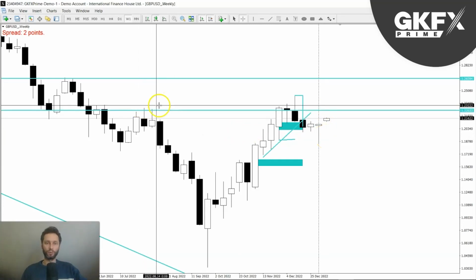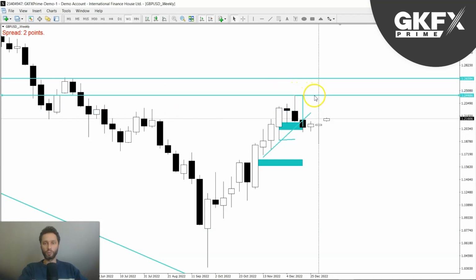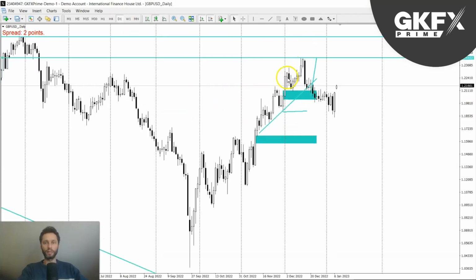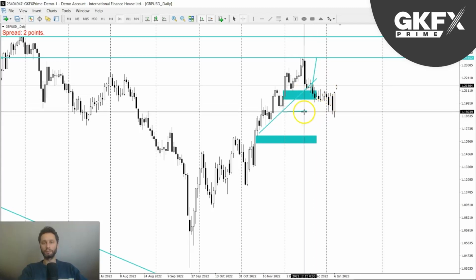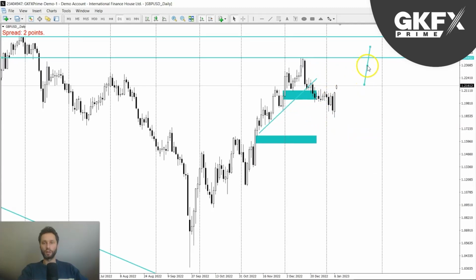We broke through this level, and now I'm looking at this level as the next area to aim for. Of course, on the way there, we will have this high right here. Looking on the daily, we had this area that we marked. We had no reversal there. The market went lower. And then with the NFP, when it took out this low, that's where the reversal actually happened. So looking for that continuation to the upside.